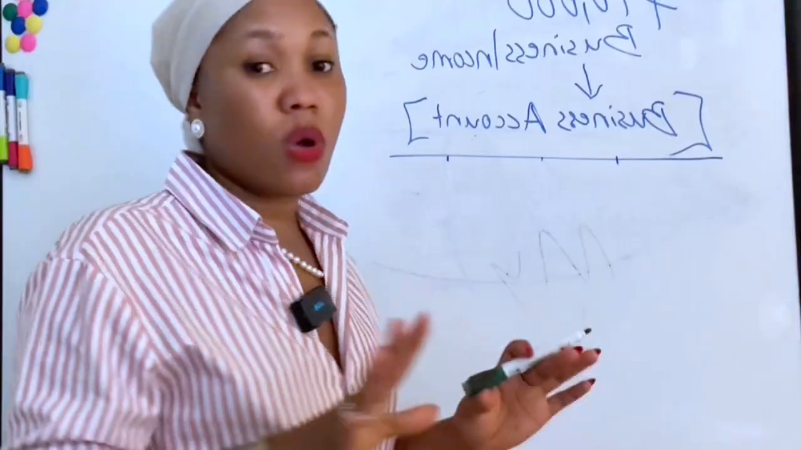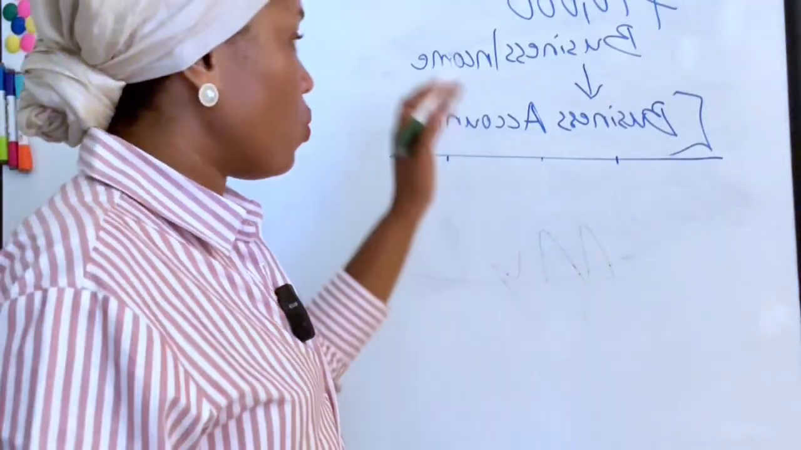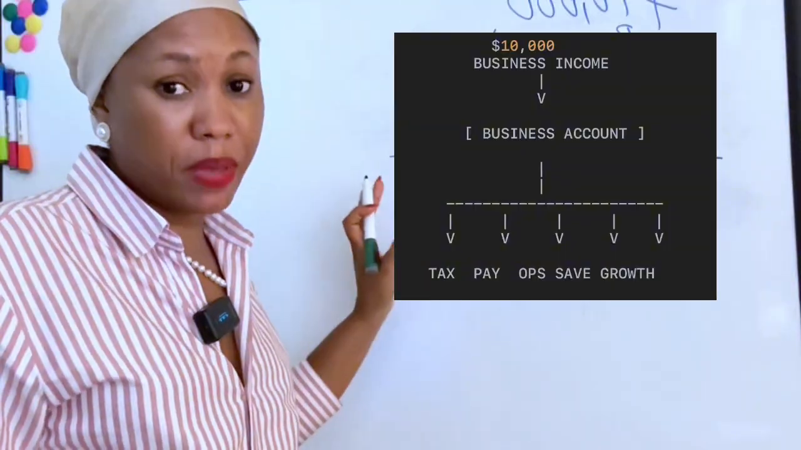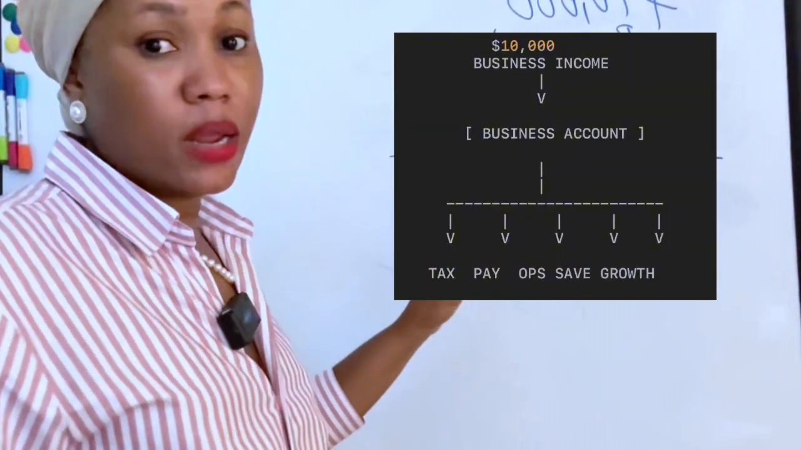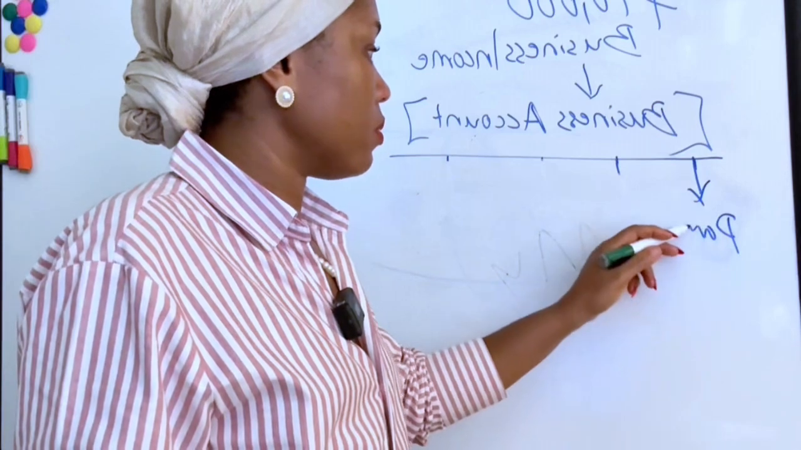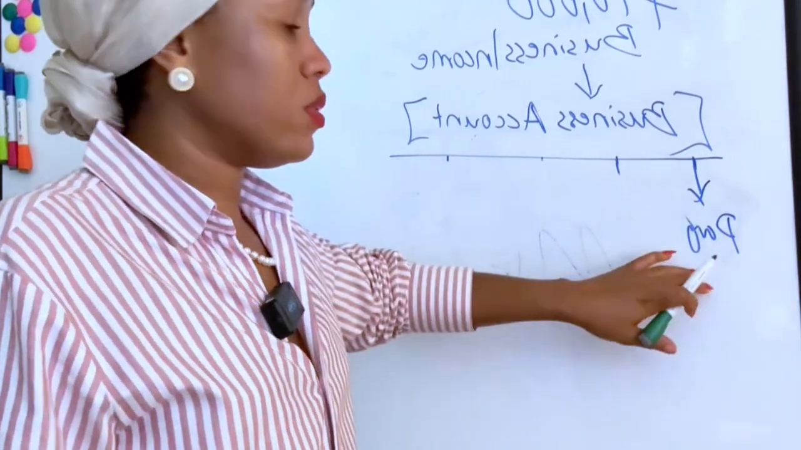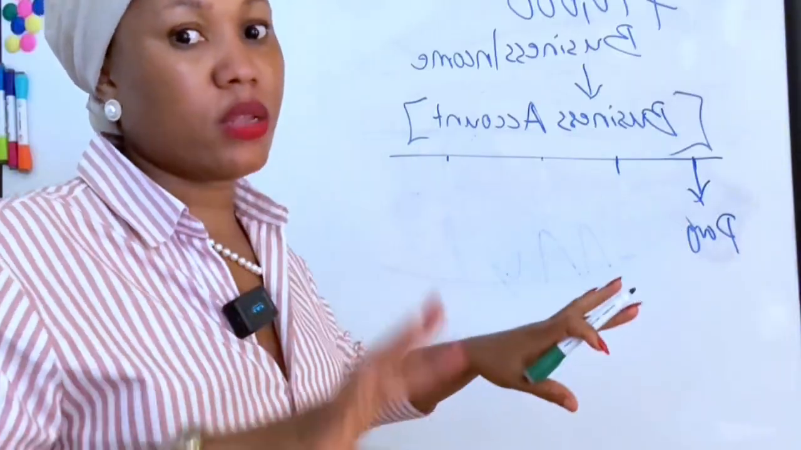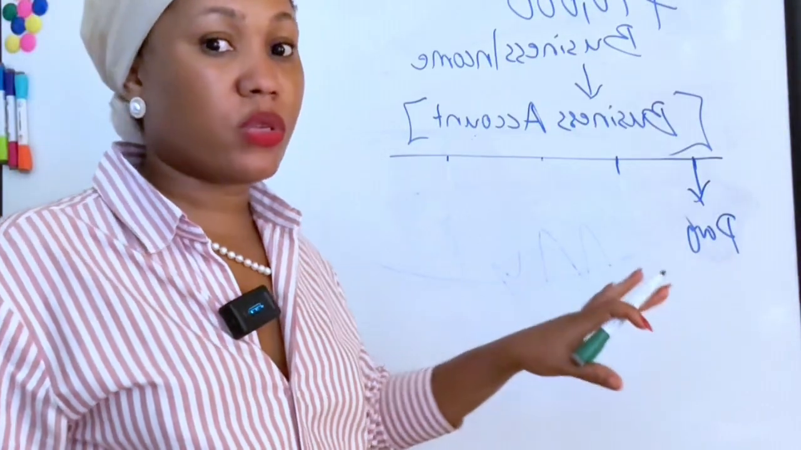All right? So what we want to do instead is this. We want to have not just one bank account. We want to have several bank accounts. And what would that look like? We want to have owner's pay, okay? So when that money comes in, take out your owner's pay. But we're going to allocate a percentage to it. We're getting there. But we just want to understand what those accounts are.